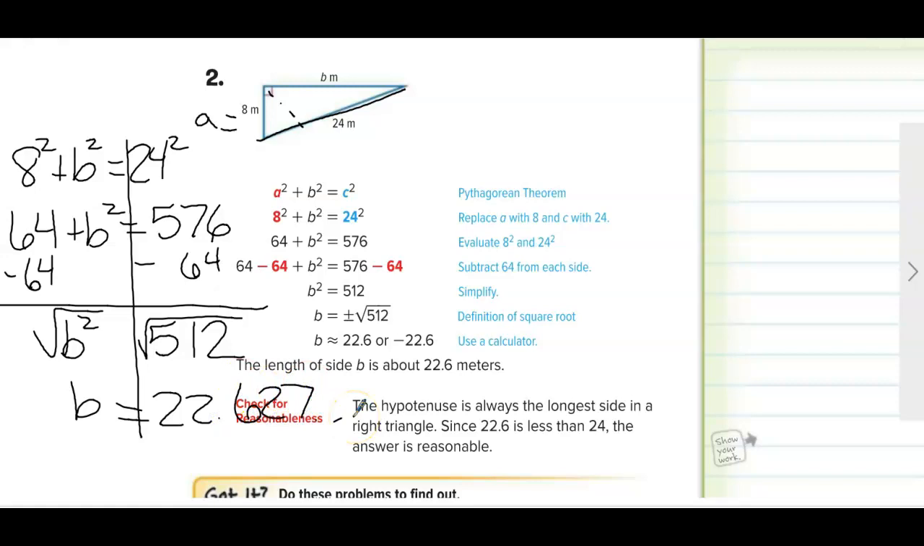When we get decimals on this, you're always going to round to the nearest tenth. So I look at the 2. Does the 2 tell the 6 to go up or stay the same? Stay the same. So B is about 22.6. And what would we label it? Meters. Okay, so checking if it's reasonable. What was my hypotenuse? 24. So is 22 and 6/10 smaller than 24? So we could assume that I'm right. Questions? No.